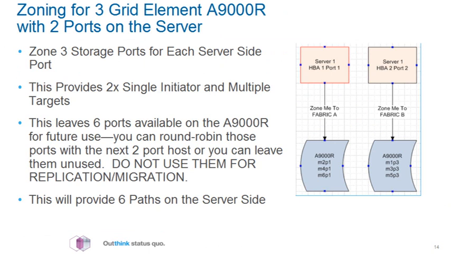Slide 15, we begin with the 3-grid element A9000R configurations. So first one is a look with a server with 2 ports. So here we have the storage ports split into 3s between the fabrics. This will provide 6 paths on the server side, and note that you are leaving 6 ports for future use.